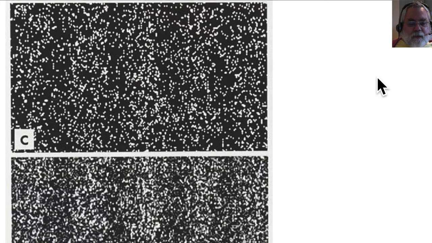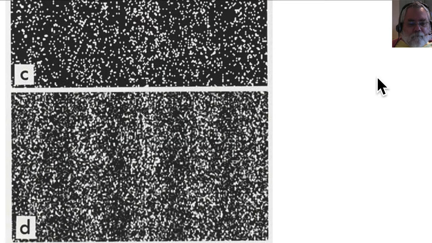Let's look at frame D. Frame D has 40,000 electrons. And maybe we'd say, well, gee, okay, it's kind of brighter here than it is here, and brighter here, and darker here, and brighter here, and darker here, and brighter here, and darker here, and brighter here.